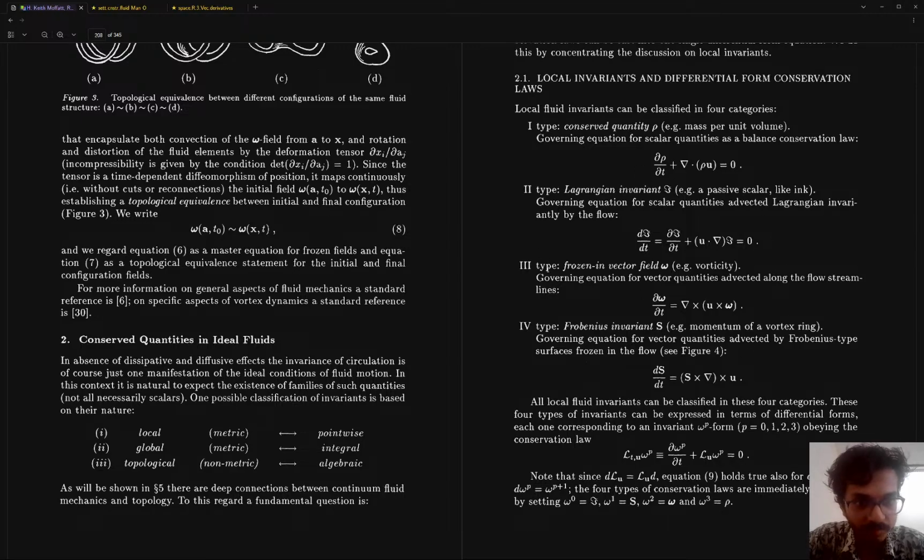The two form is supposed to be vorticity, frozen in vector fields. Yes, that is the two form, and the one form is supposed to be this kind of invariant. I have never seen an example. I will study the momentum of a vortex ring later on. Then I will see how that travels. It should be traveling.